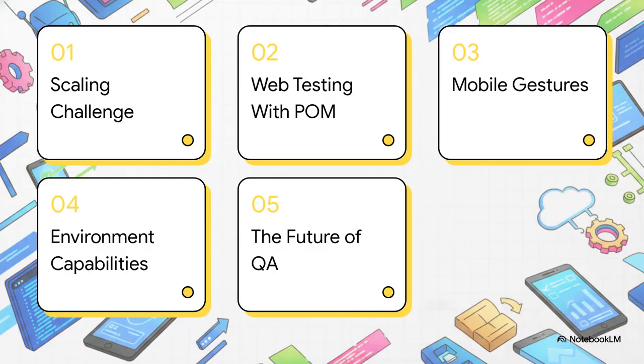Here's our roadmap for this explainer. We'll start with the automation scaling challenge, move into web testing with POM, then we'll tackle mastering advanced mobile gestures, controlling environments with capabilities, and finally wrap up with the future of QA.